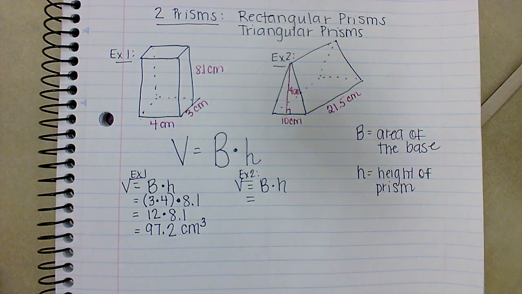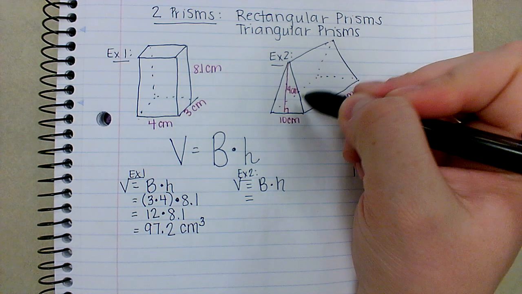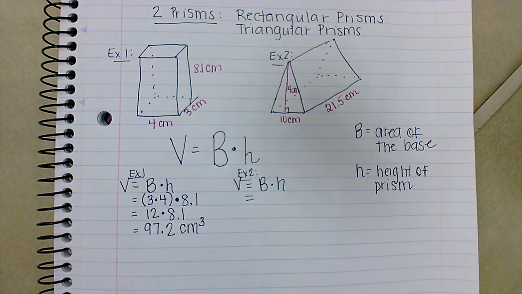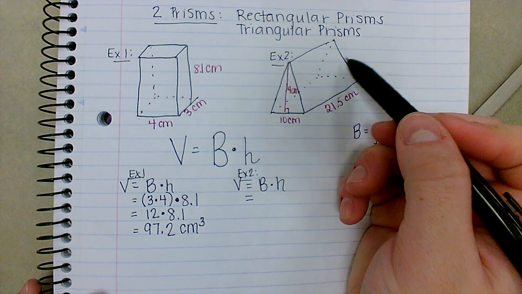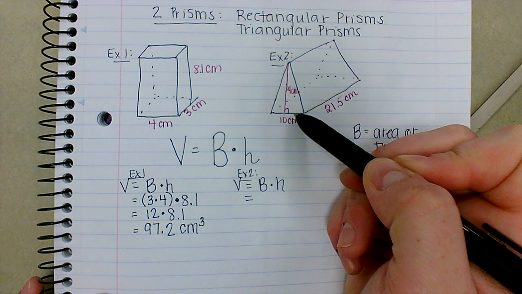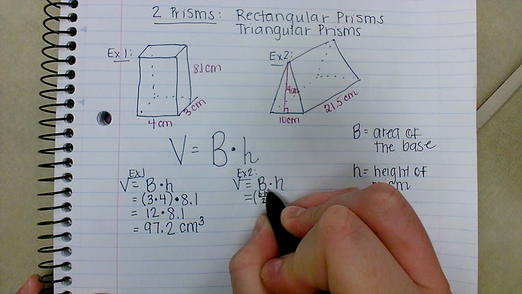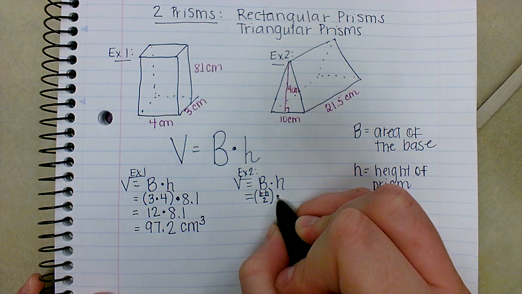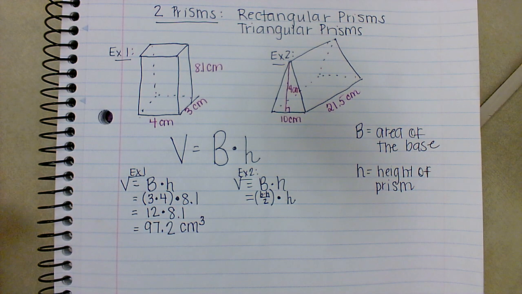Well, what is the base? What shape? Talk to me about the shape. A triangle. Remember, prisms have 2 bases, top and bottom, and they're identical. I just set it on its side, but this is a triangle. So you would have to do base times height divided by 2 of your triangle times the height of the prism. Y'all following me? Thumbs up if you understand what I just said.